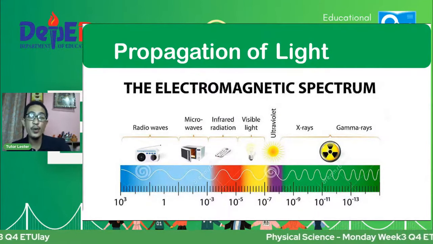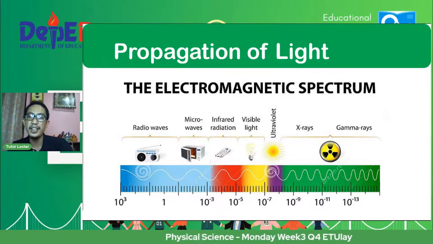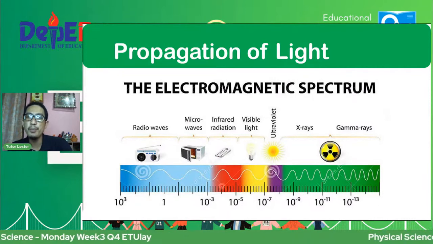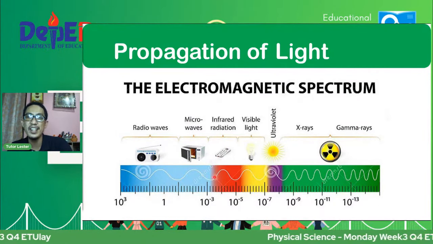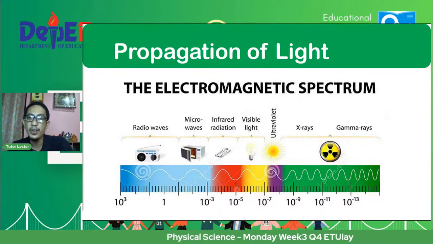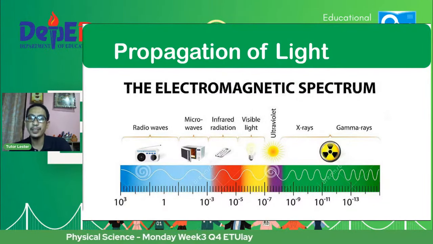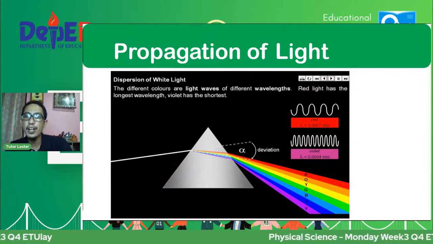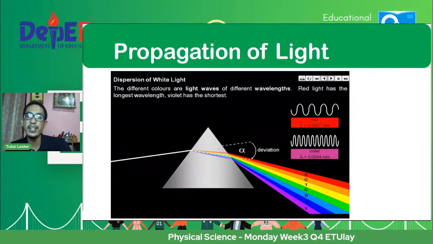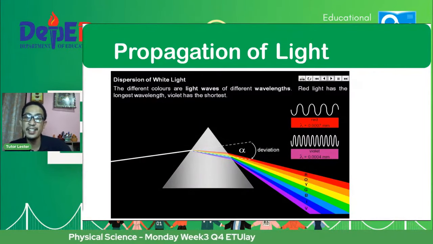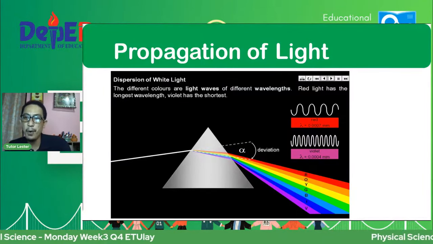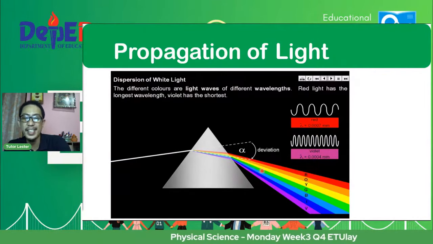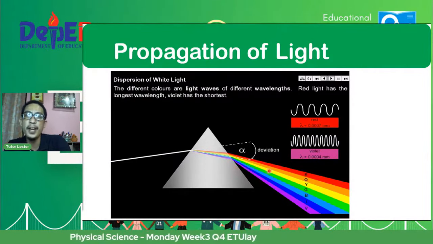The visible light, yung visible light na makikita natin, can be found in this electromagnetic spectrum. This electromagnetic spectrum is composed of waves of varying frequencies, and each of these waves has its own unique wavelength. The visible light vibrates at different frequencies because it has different components, and these different frequencies can be dispersed with the use of a prism.